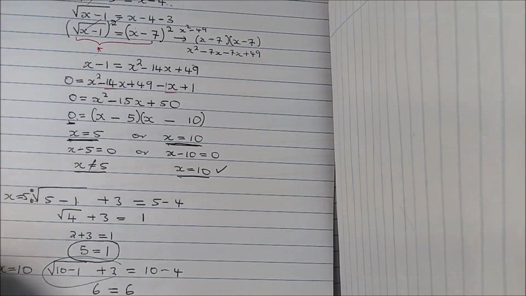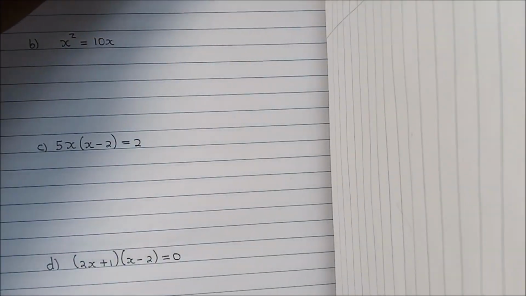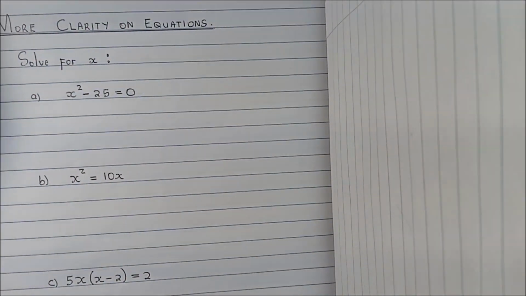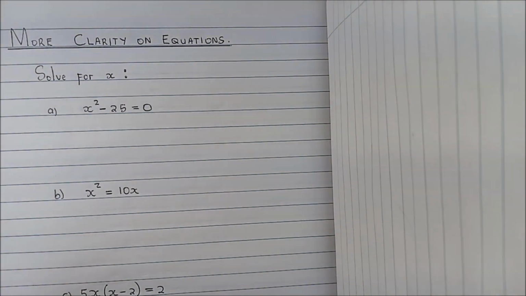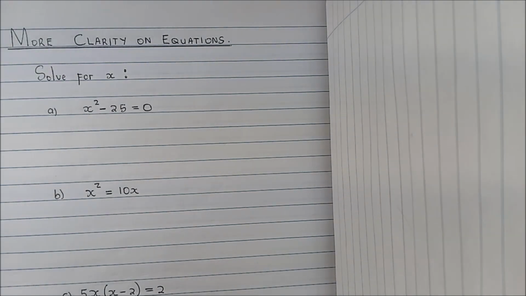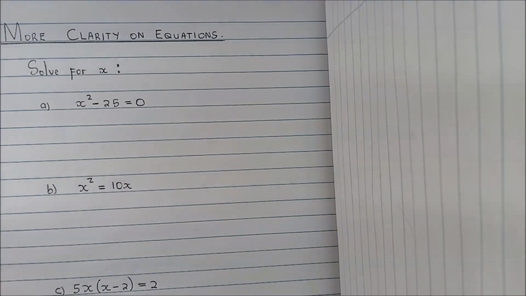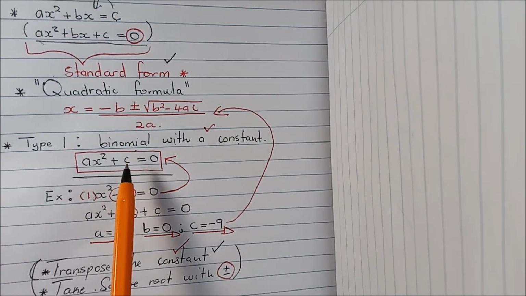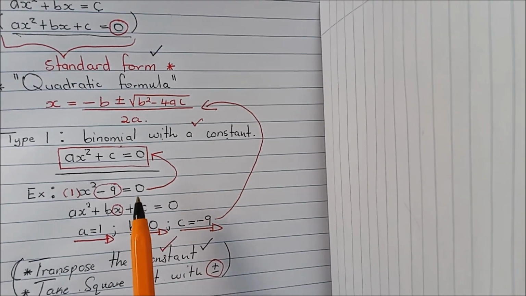So now guys, after having discussed the types and what is important in equations, I want us to go through these problems, which I name more clarity on equations. So now we're killing everything. We want to understand these things. So now let's look at the first question. You need to ask yourself, which type do you have here? I think we have type 1. Because what type 1 said is that we have a binomial with a constant. So now, how do we solve this thing?